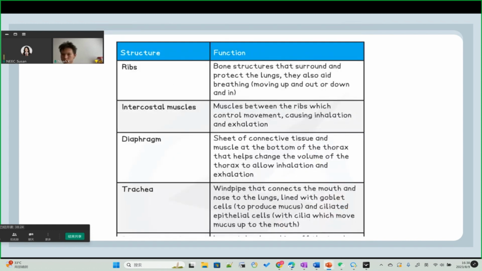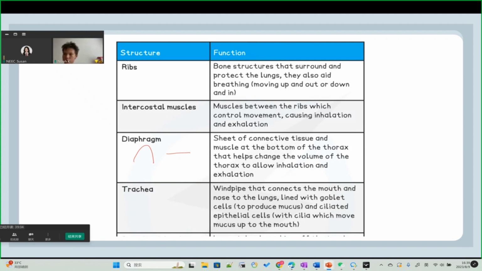So here are the structures of them. The function of the ribs is to protect the lungs. And since ribs can move, they also help to change the volume of your lungs. Then the intercostal muscle is the muscle between ribs, so it can control movement, also allowing the change of volume. And the diaphragm can change the volume by changing its shape, such as from dome-shaped into a more linear one.